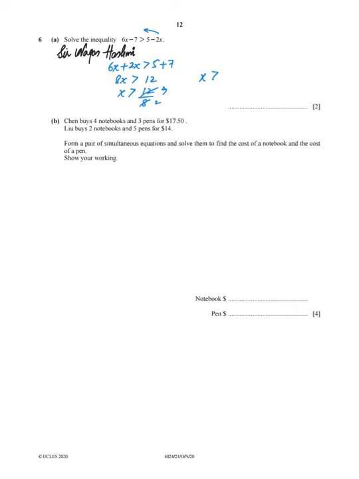So x is greater than 3 divided by 2. That is your first part answer. After that, Shen buys 4 notebooks and 3 pens for 17.4.